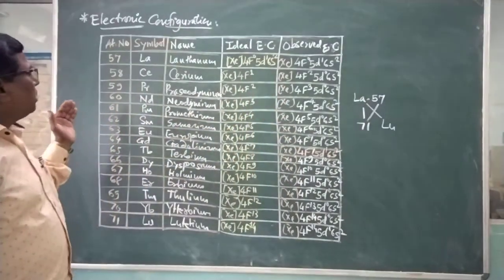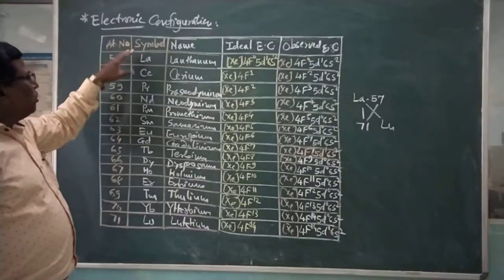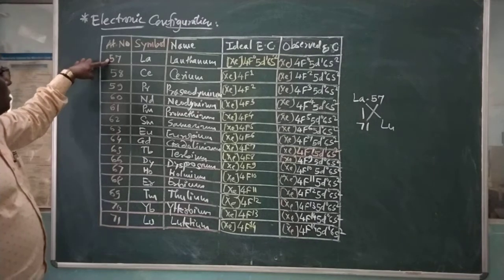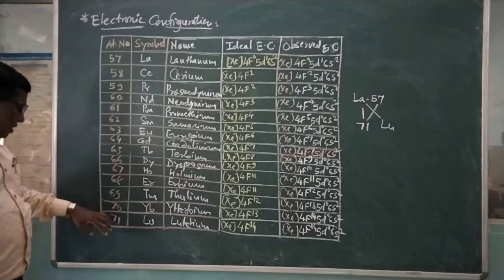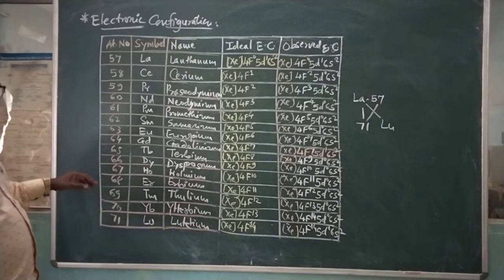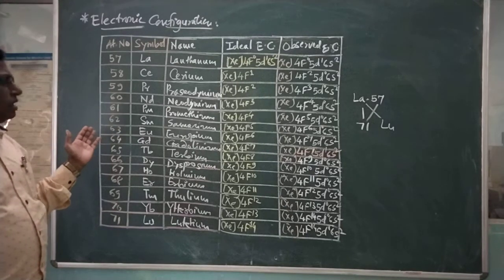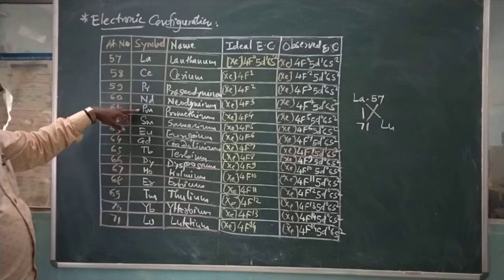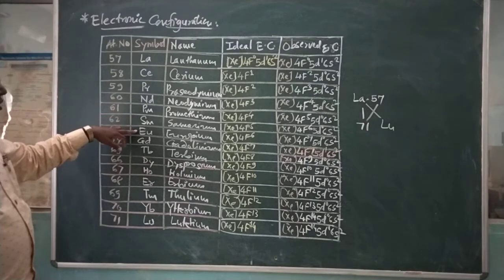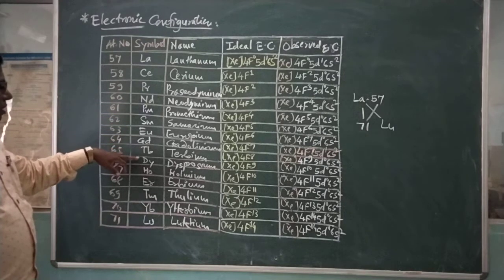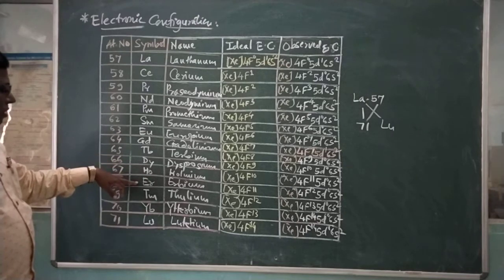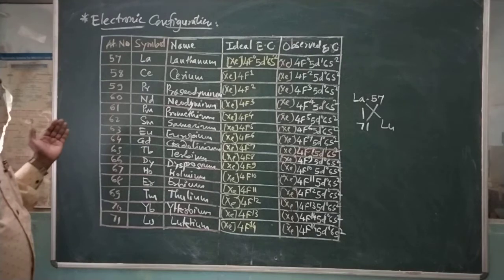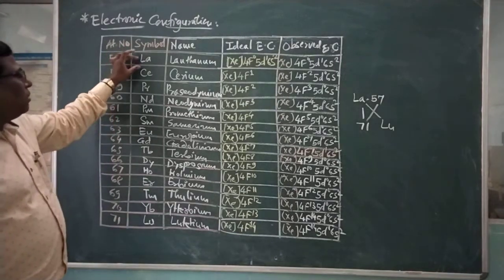for the electronic configurations. First of all, we are going to see the atomic numbers from 57 to 71 as concerned to the electronic configurations. That is lanthanum, cerium, praseodymium, neodymium, promethium, samarium, europium, gadolinium, terbium, dysprosium, holmium, erbium, thulium, ytterbium, lutetium. All these are the 15 elements along with the lanthanum.